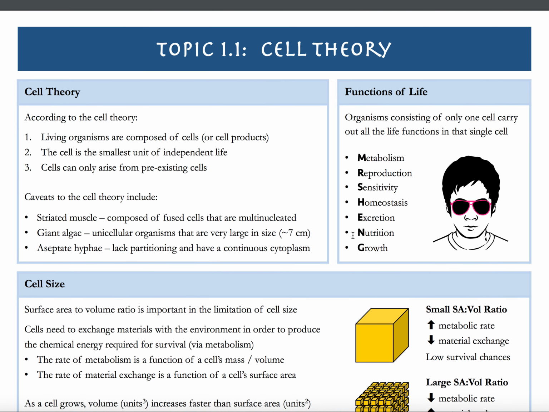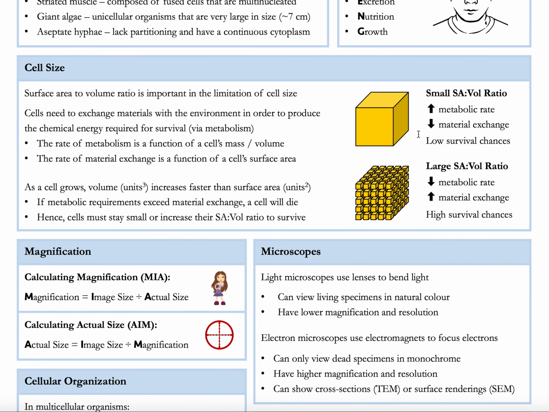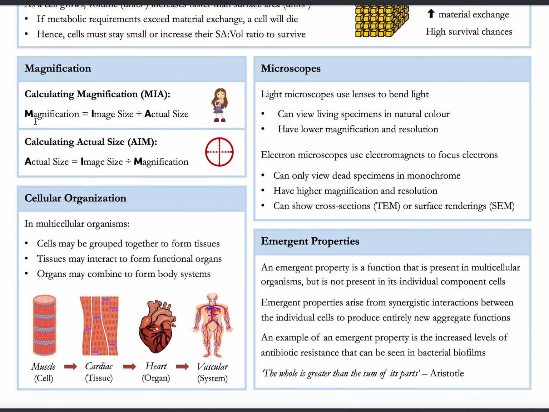Okay, so a quick summary. Cell theory, what all cells must obey besides some exceptions. Functions of life, this is quite straightforward. Cell size, we want to keep the cell as small as possible to allow efficiency. A really important equation: magnification is image size over actual size. Two different types of microscopes. Organization of cells, to form organs, to form systems, and emergent properties.